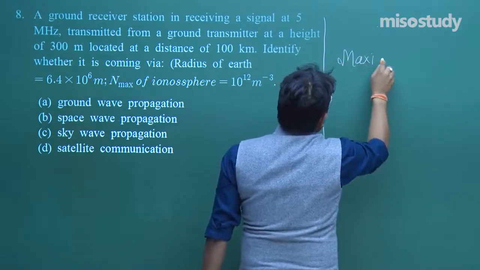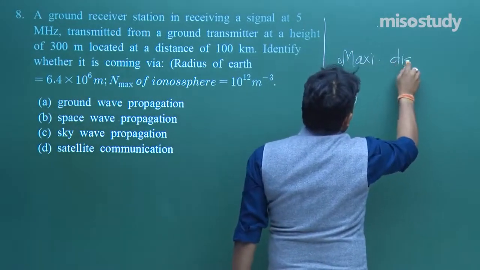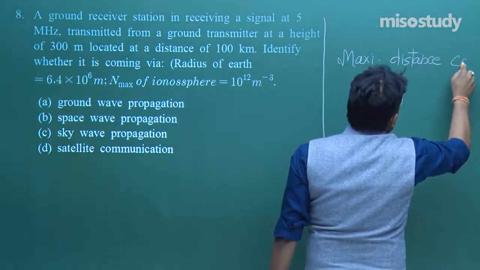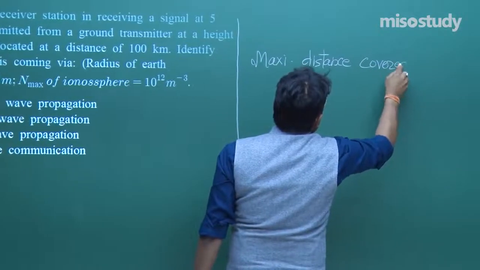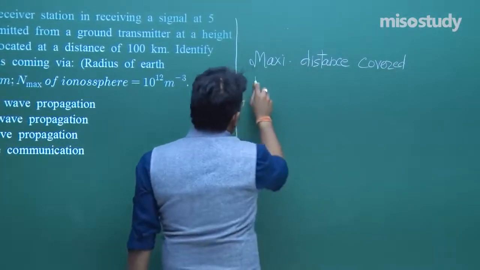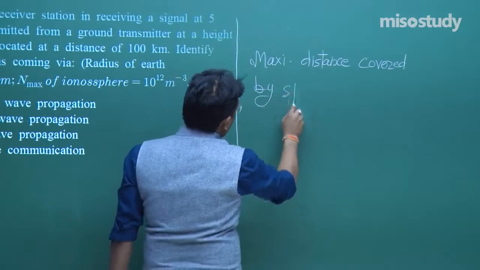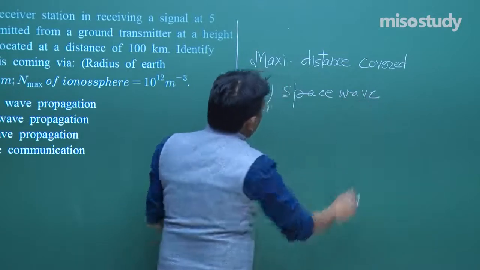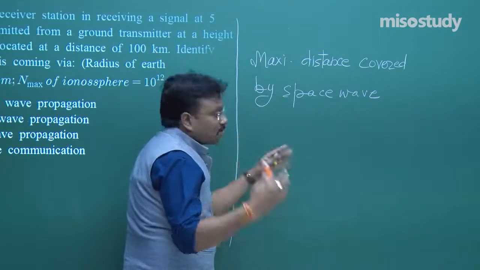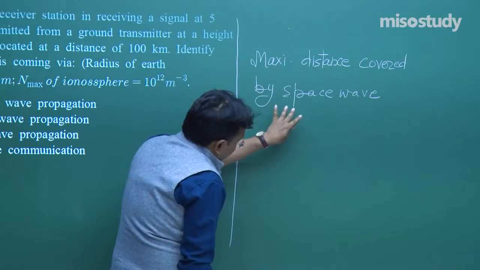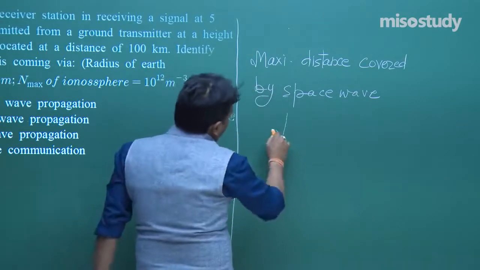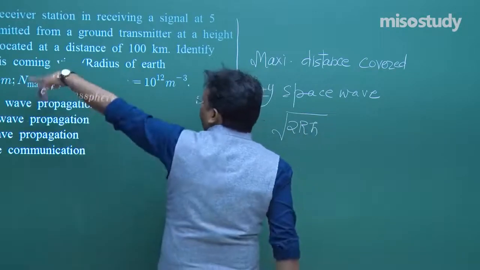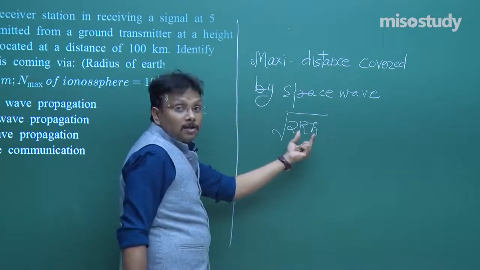Maximum distance covered by space wave. Maximum distance, it is a range obviously. Maximum distance covered by space wave. How much is it? It is the square root of 2rh, where h is the height of the tower and r is the radius of the earth.